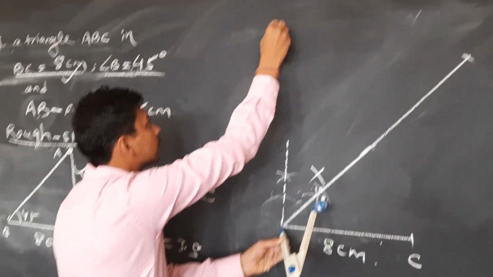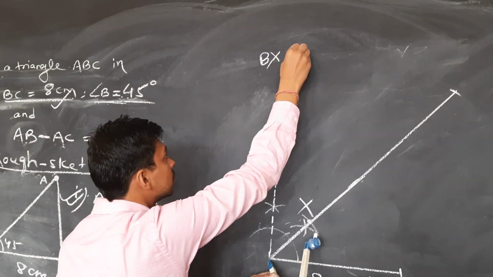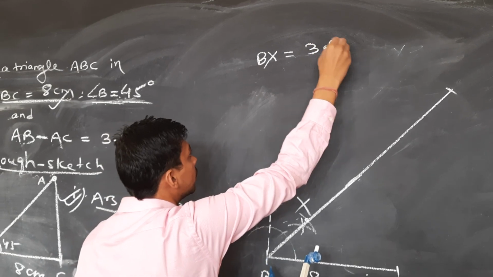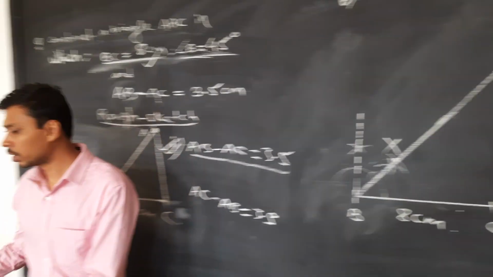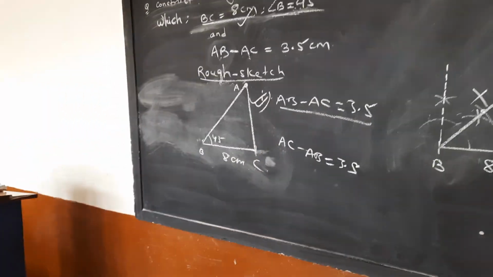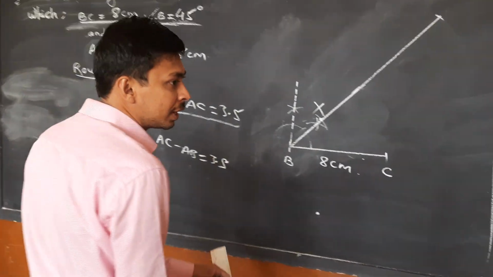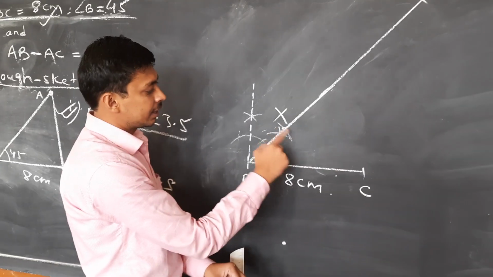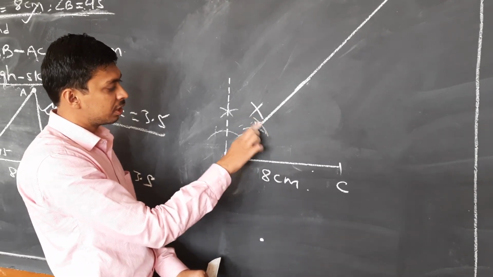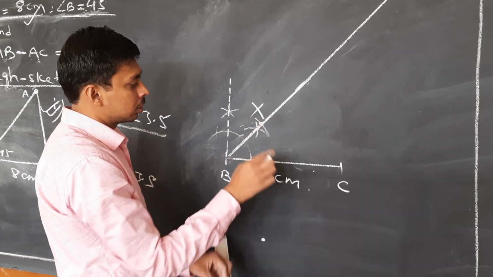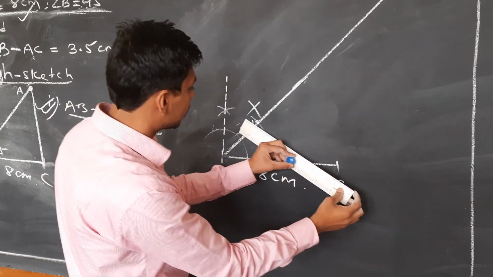So BX I have taken, this was 3.5, so this length BX is 3.5. I will write it here. BX is equal to 3.5 centimeter. So in next step, you have to join this C and X. Whatever point you have taken, this one is 3.5, this arc length. You have to join this X and C.